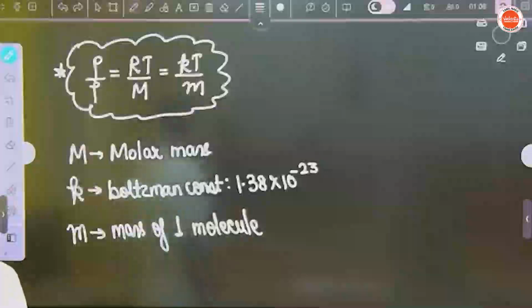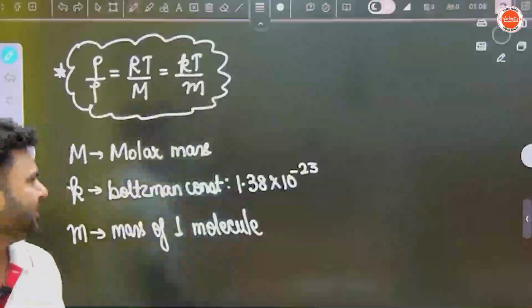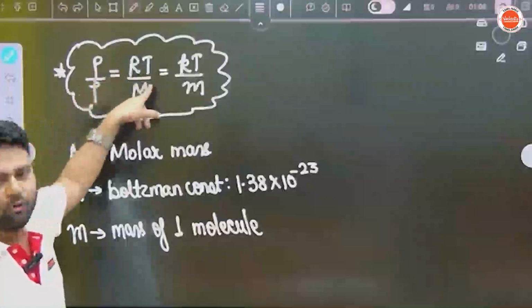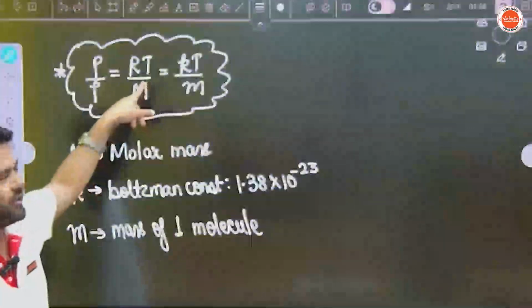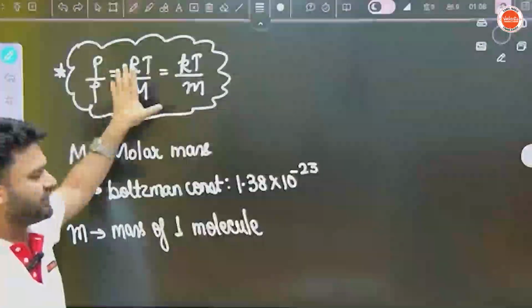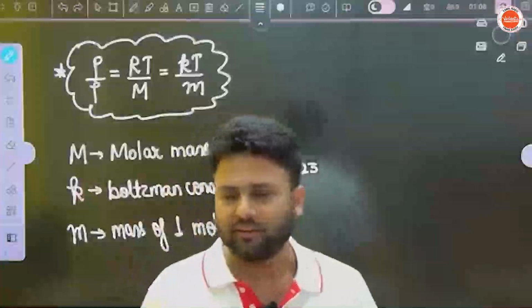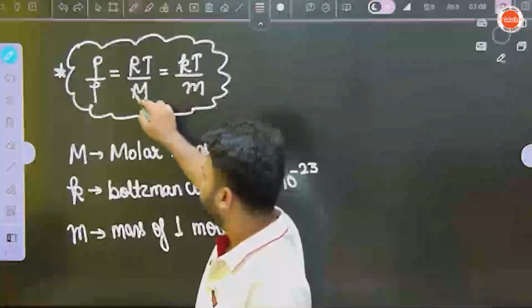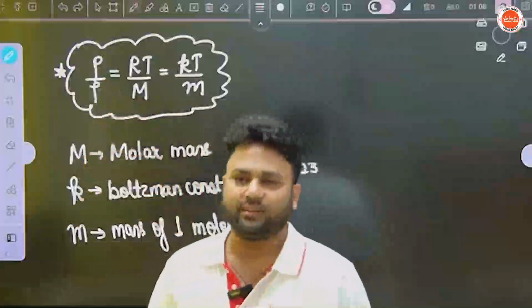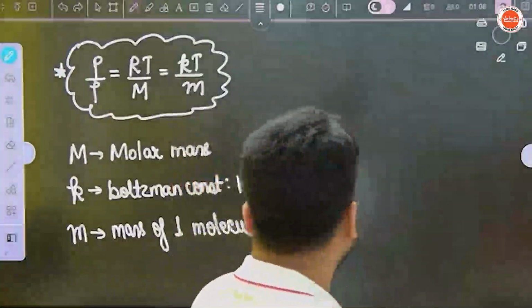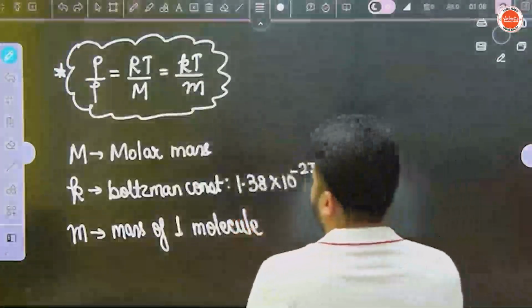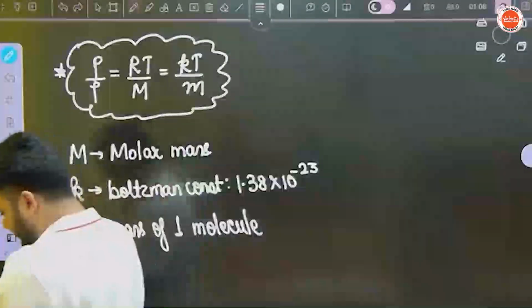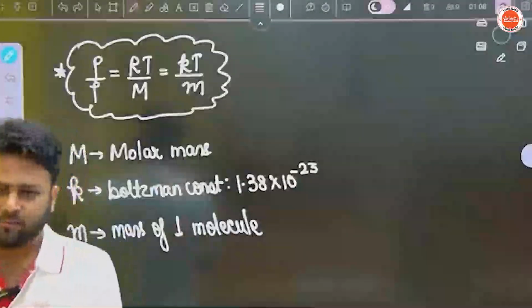So this relation is very important. You need to remember: P by rho equals RT by M equals kT by m. In the question, sometimes you will see that these values are given. They will ask the molar mass. Correct? Similarly, they can give pressure, they will ask what is the density. So this formula you need to remember. Fine.